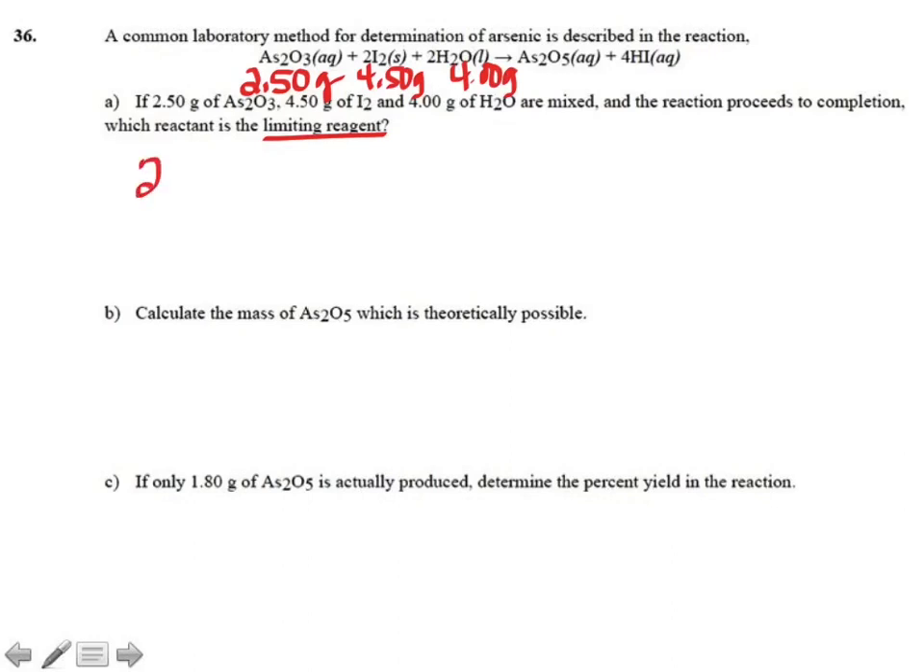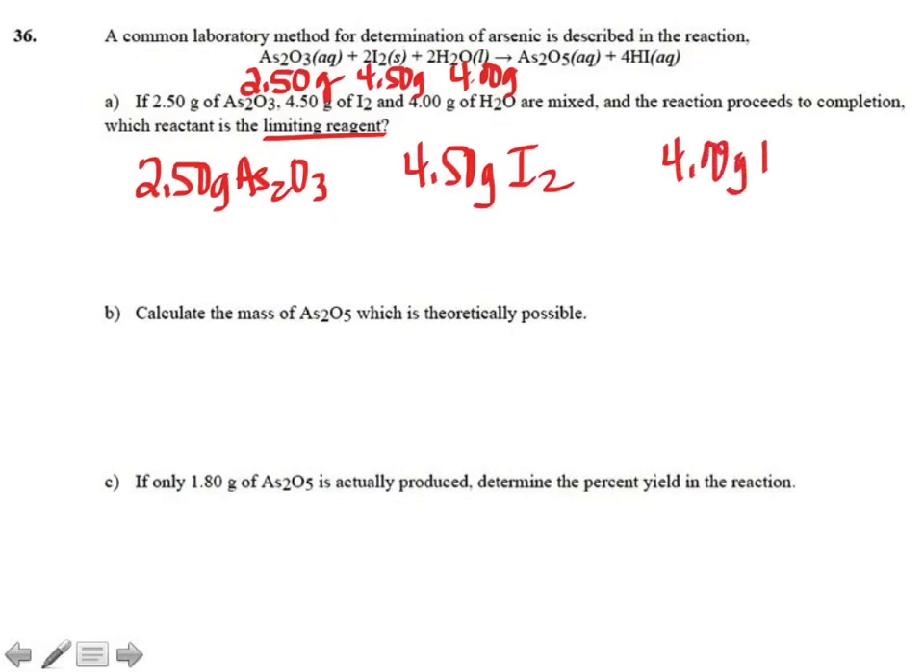So we have 2.50 grams of As2O3, 4.50 grams of I2, and 4.00 grams of H2O. We are in grams, so our first step is to find moles. Divide everybody by their molar mass. I'm going to put these numbers there. Somebody get the answer for me.